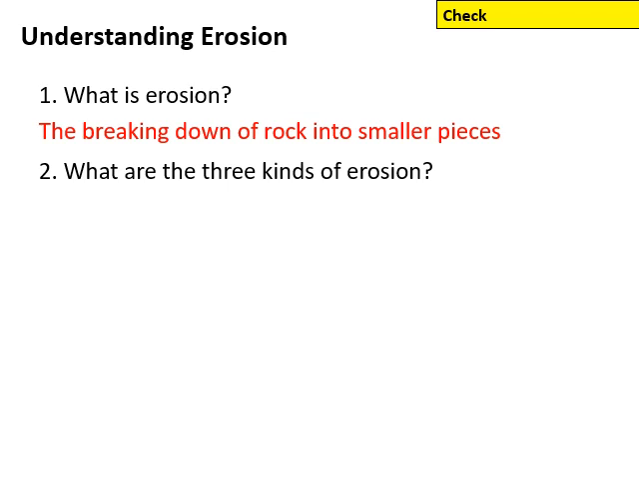Question 2. What are the 3 kinds of erosion? You should now know this. Think of the joke, what the cliff said to the sea. And you've got there abrasion, attrition, and hydraulic action.